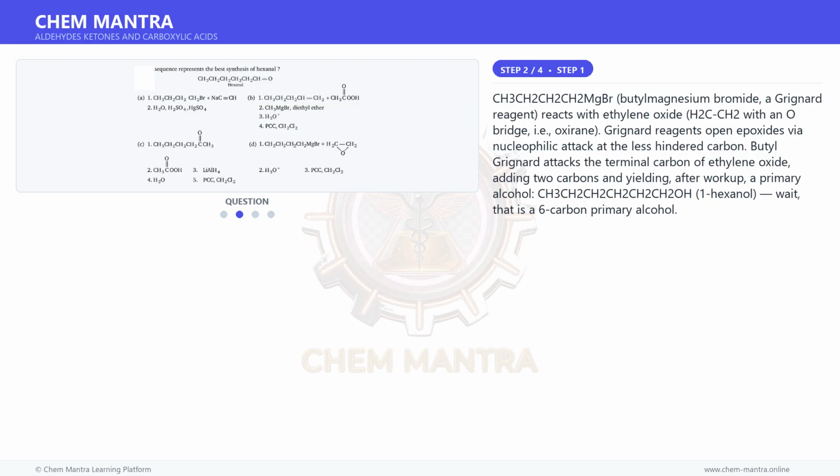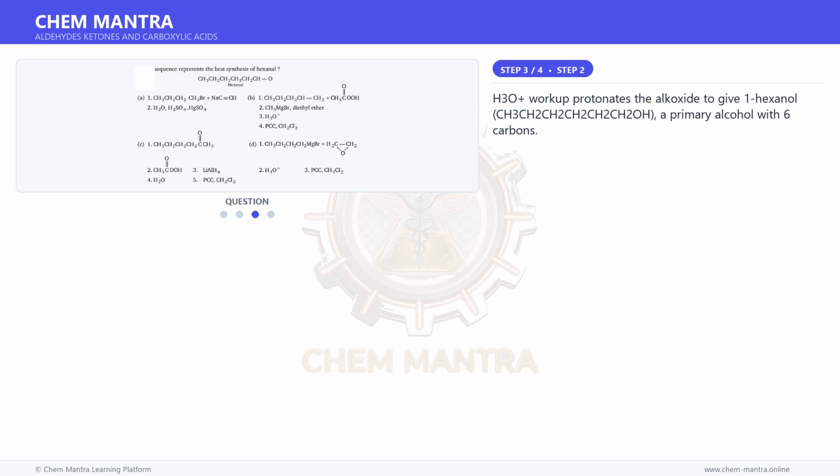CH3CH2CH2CH2CH2CH2OH, 1-hexanol, that is a 6-carbon primary alcohol. Moving on to the next step. H3O+ workup protonates the alkoxide to give 1-hexanol, CH3CH2CH2CH2CH2CH2OH, a primary alcohol with 6 carbons.